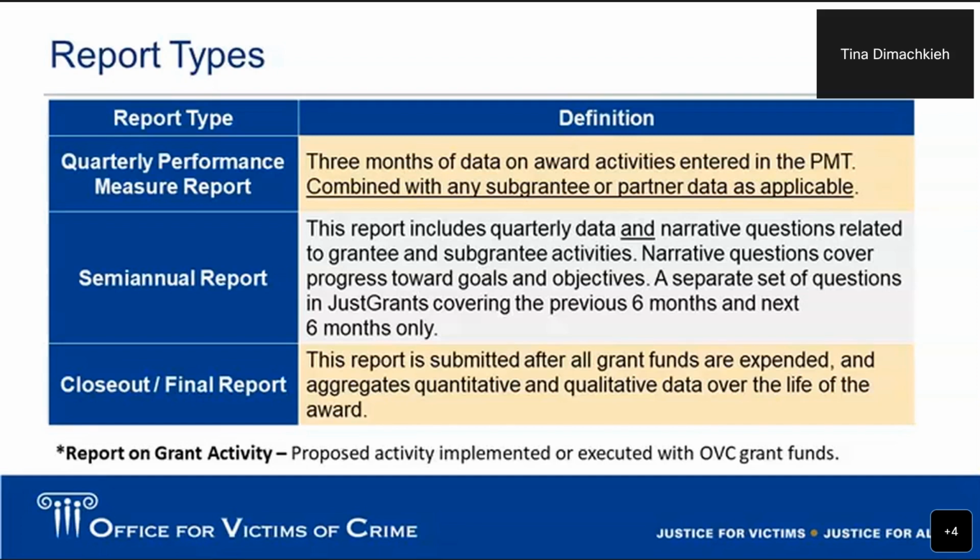Semi-annual reports speak to the previous 6 months of grant activity and to the future 6 months of what you're projecting your grant activity will look like. And then there's that third piece, which is the closeout or the final report. The reason why I mention this in a new grantee orientation is because you should always keep this final report or closeout report in mind. This is when you've expended all your funds, when you've reached the end date of your award. This is what would be due, but you're always going to be working towards that final report.